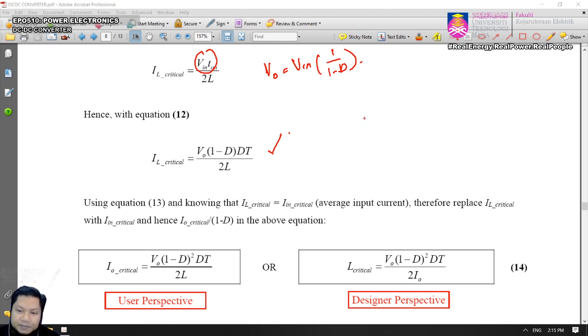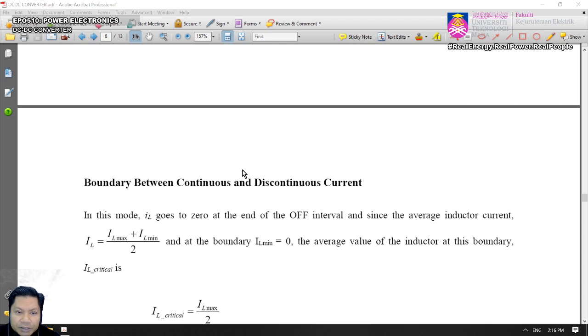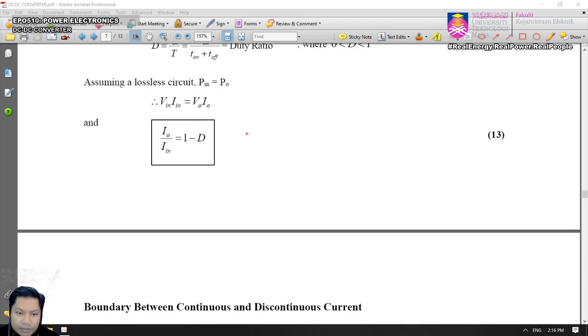But again, we know that IL also equals I in. The average of the input current also equals the average of IL, and therefore you have this statement: IL critical equals IL. Therefore, replace IL critical using the equation before. So we know that IL critical equals I in critical. So now you have what?